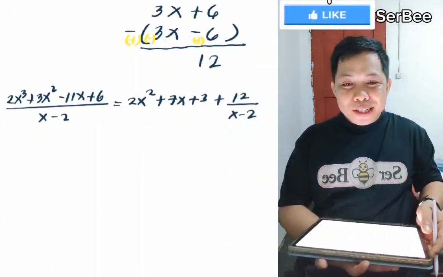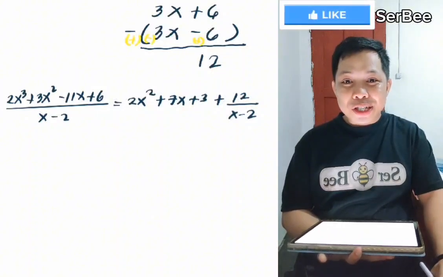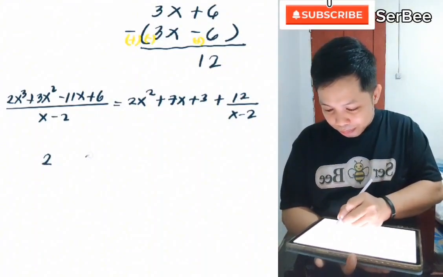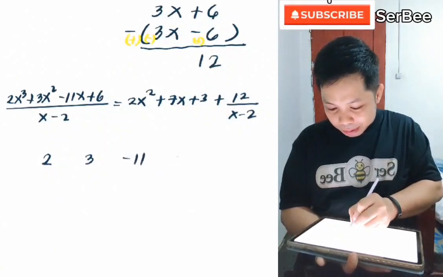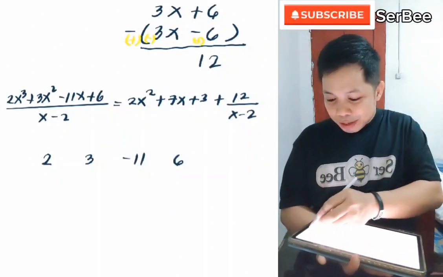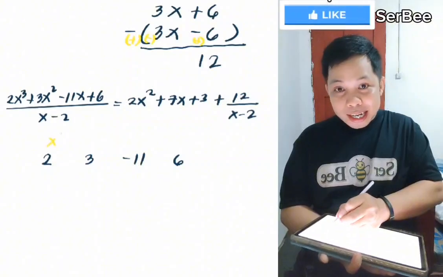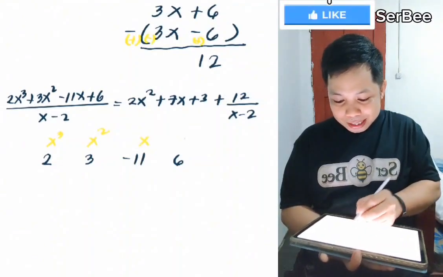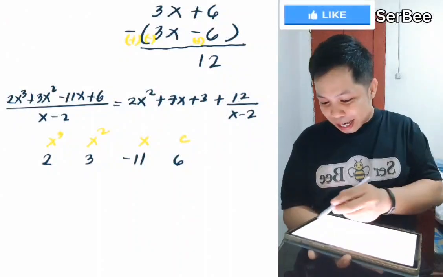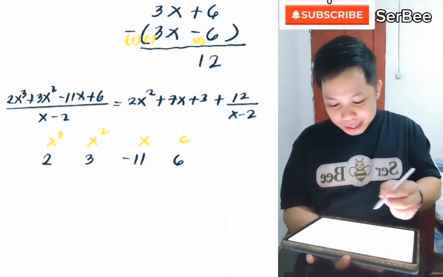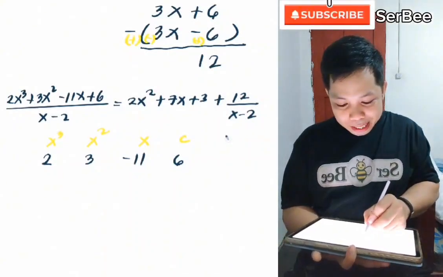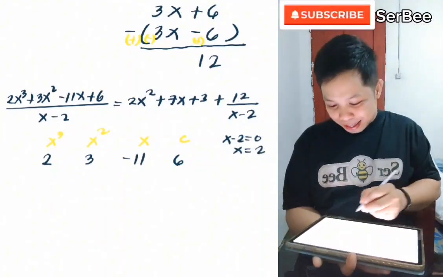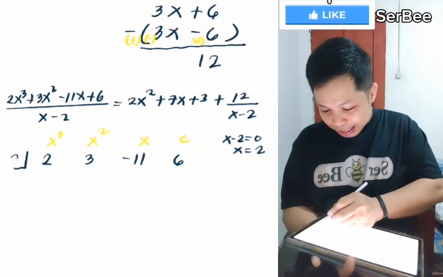Okay? So first, kopyahin natin yung mga coefficients ng dividend natin. So we have 2, then 3, then negative 11, then 6. Kumbaga po, ito po ay yung coefficient ng x cubed, di ba? Ito naman para sa x squared, ito naman yung para sa x, and ito yung para sa constant. Okay? So next step po natin, equate natin yung divisor sa 0. So x minus 2 equals 0, so we get 2, right? So, i-divide natin siya sa 2.